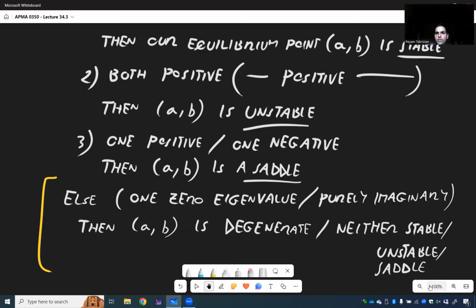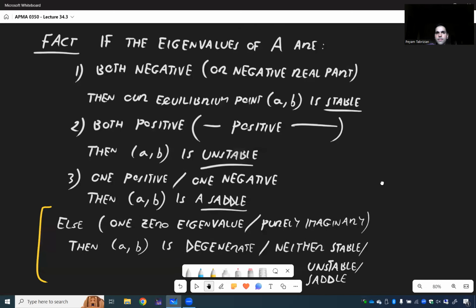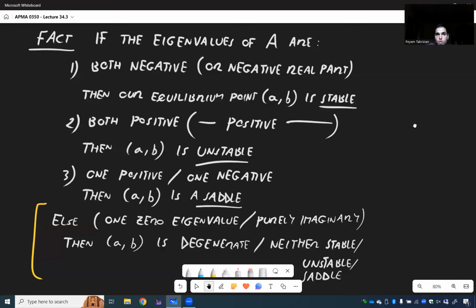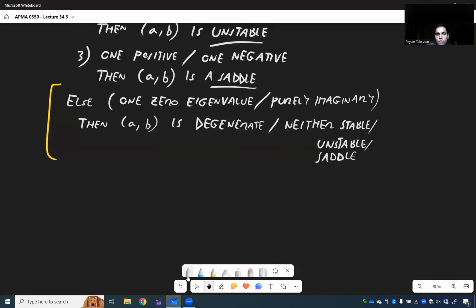So again, this is sort of the recipe. You find the derivative, you plug in your equilibrium points, and you look at the eigenvalues. If they're both negative, then it's stable. If they're both positive, then it's unstable. If one is positive, one is negative, then it's a saddle. Okay. So here, (0, 0) is stable.